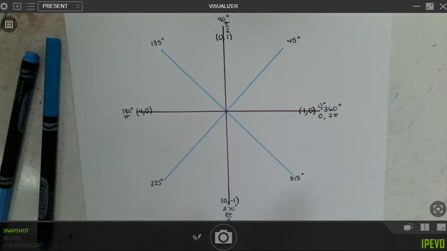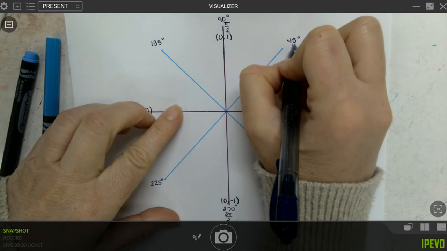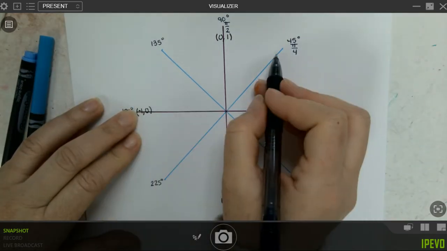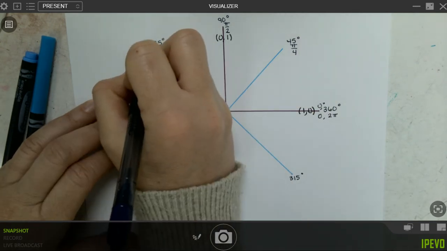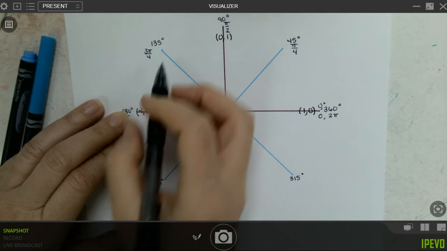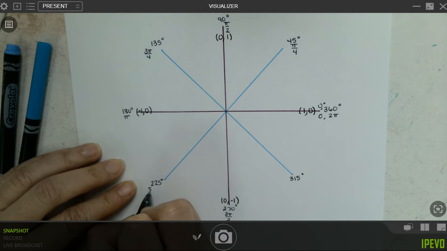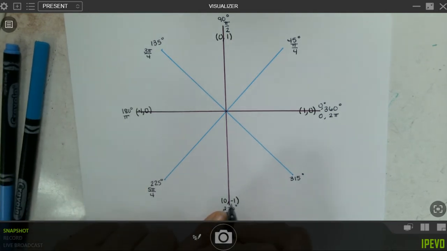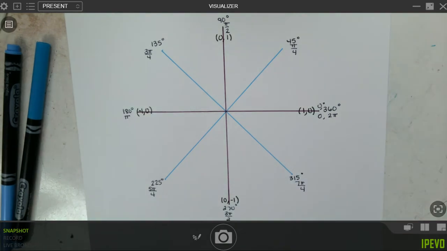In radians, this is 1/4 of pi. So from 0 we have 1/4, 2/4, 3/4 of pi. 4/4, which is 1, 5/4, 6/4, 7/4. And lastly, 8/4, which is 2 pi.